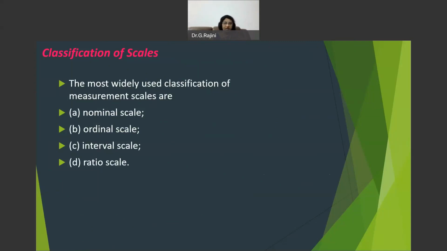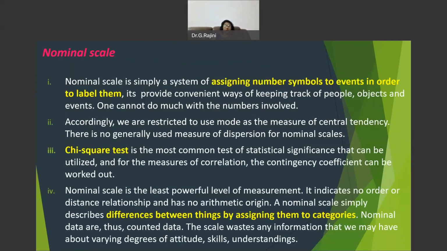You should never ever forget about that. So now comes nominal scale. The nominal scale is simply a system of assigning number symbols to events in order to label them. So it provides convenient ways of keeping track of people, objects, and events. One cannot do much with the numbers involved.